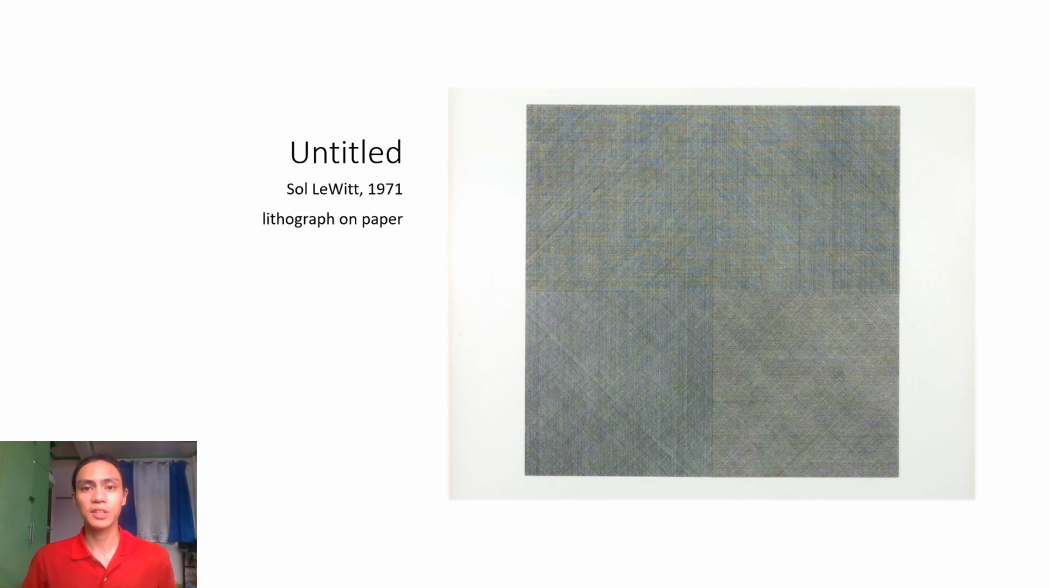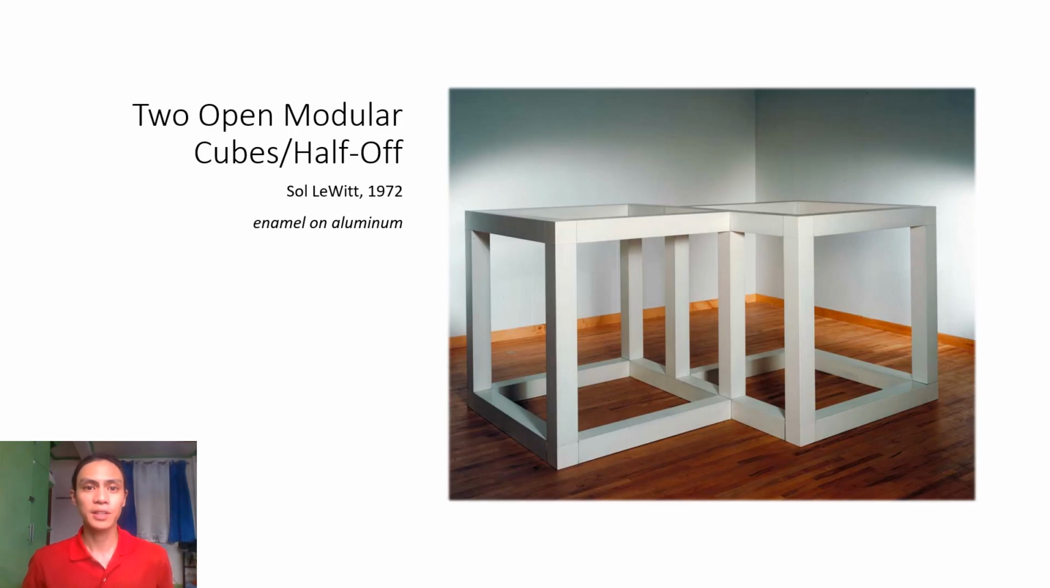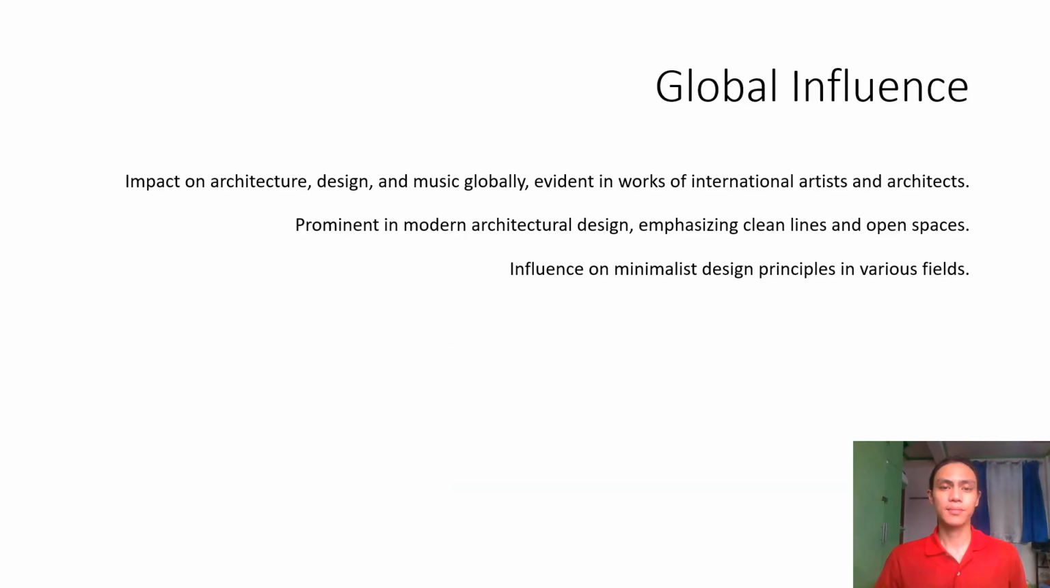Transitioning from Carl Andre's floor pieces, Sol LeWitt's 1971 untitled lithograph on paper demonstrates a focus on the repetition of simple geometric patterns. His Two Open Modular Cubes/Half Off, from 1972, features two modular cubes made from enamel-coated aluminum. The open structure of the cubes and their arrangement invite viewers to explore the relationship between form, space, and material.